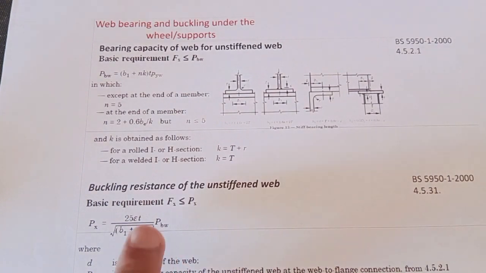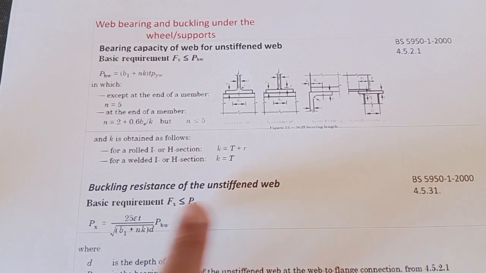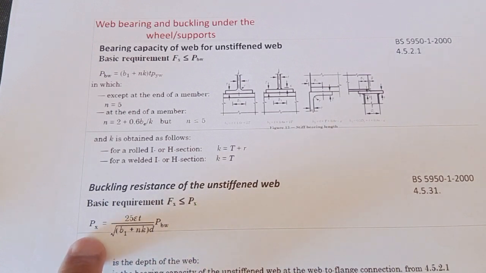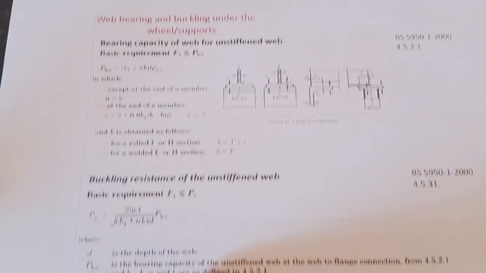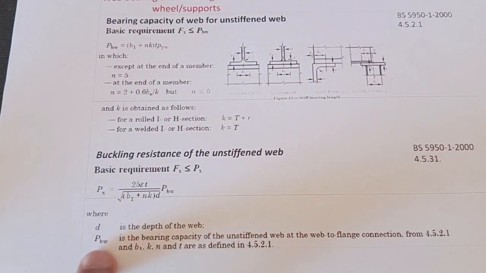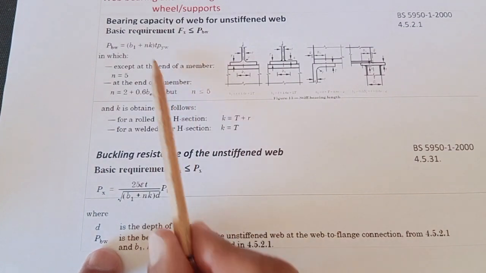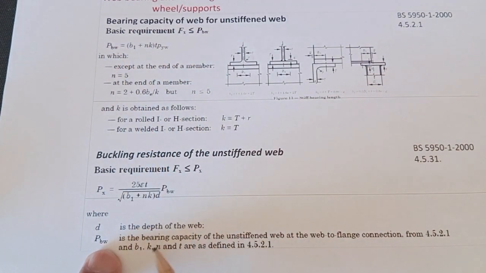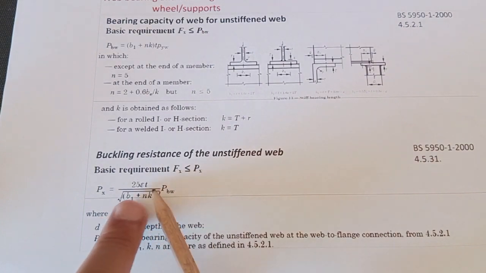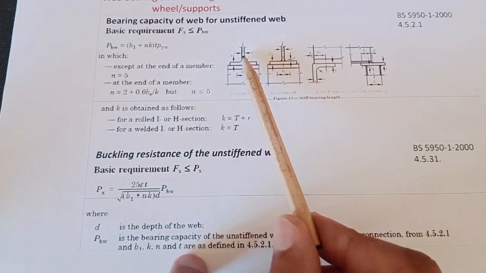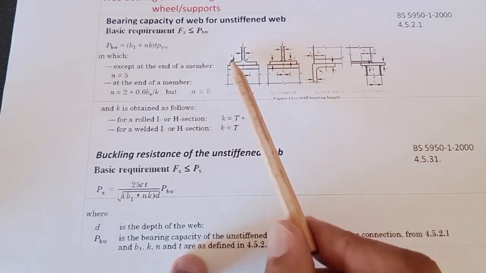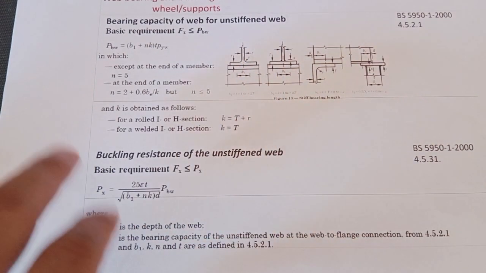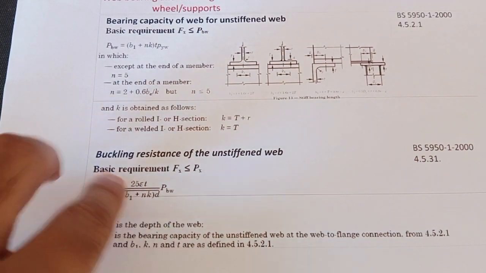And for buckling resistance of the unstiffened web, we're using this equation. Fx should be less than Px, and Px should be 25 epsilon t (B1 + NK) over d. D is the depth of the web, and Pw is the bearing capacity that we calculated here, and t is the web thickness here. We have all these parameters shown here clearly, so we can use those things for checking.